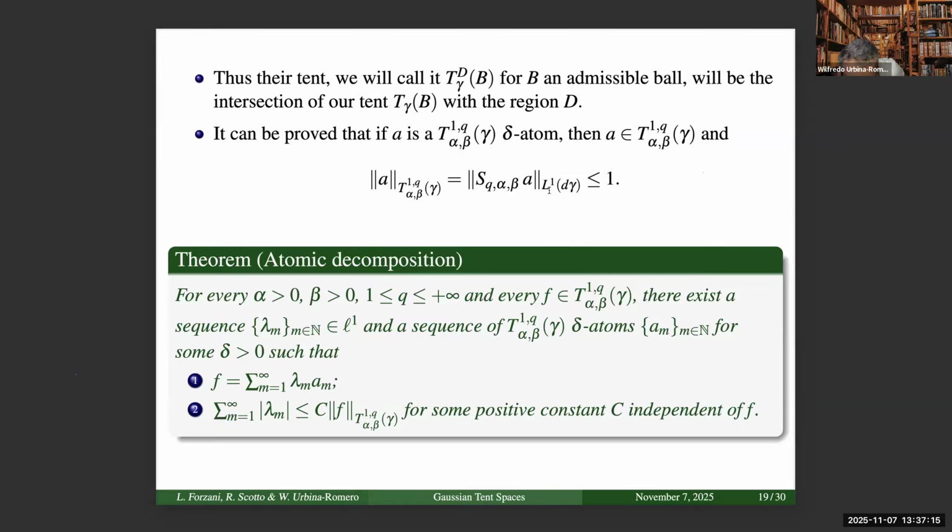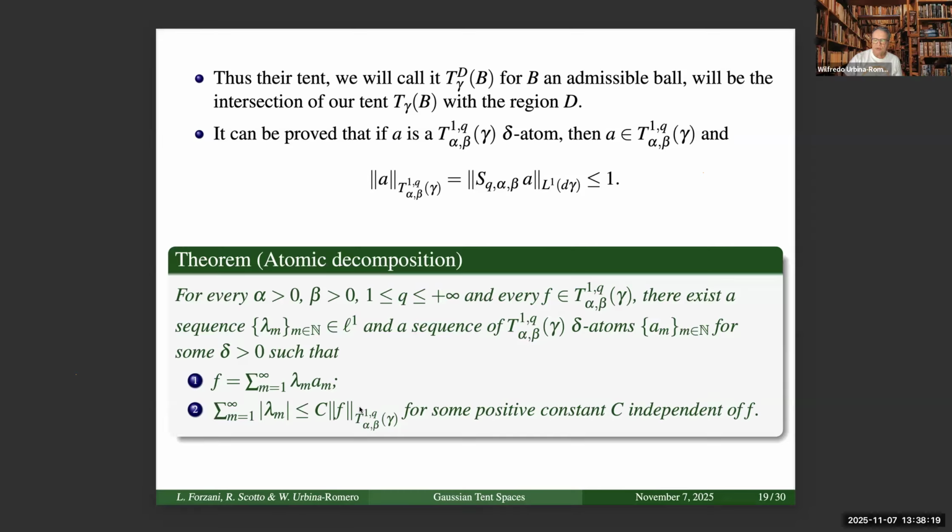Well, the important thing about atoms is that if you have spaces, for instance the Hardy spaces, there was an important result by Coifman to find atoms in Hardy spaces. If you have an element in the space, then you can find a sequence in little l1 such that the function can be written as a series of atoms. Not only that, but the l1 norm of the sequence is controlled by a constant independent of f times the tent norm of f. So this is one of the most important results in this paper.